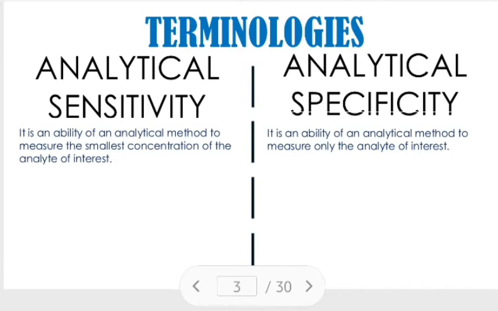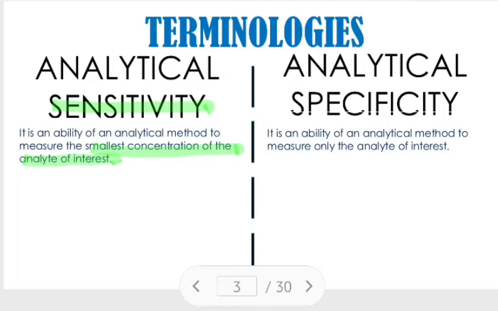Next, we have to define terms. First, analytical sensitivity. It is the ability of an analytical method to measure the smallest concentration of the analyte of interest. So when we say an analyte, it refers to a substance whose chemical constituents are being measured. So for example, we have glucose, creatinine, and uric acid. Those are analytes we commonly measure in the laboratory.